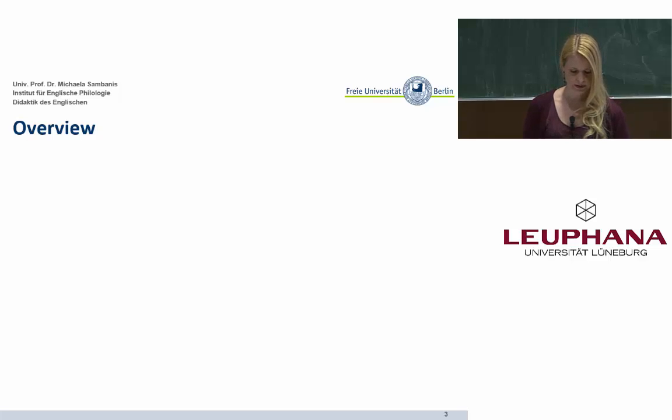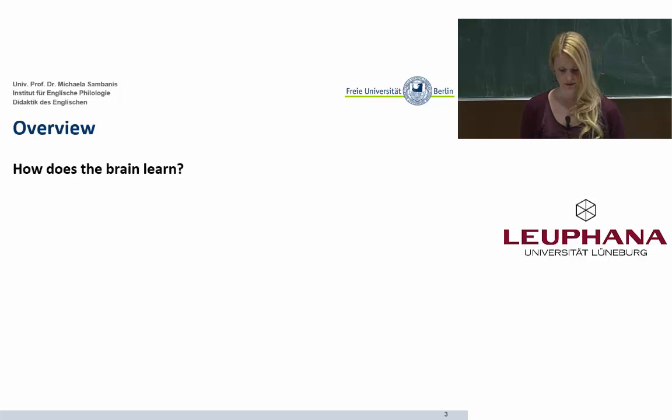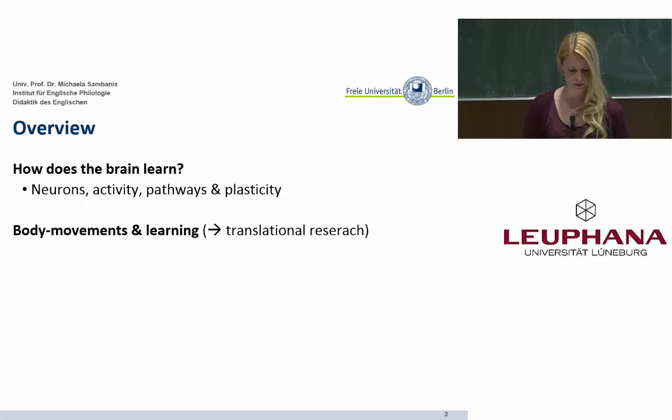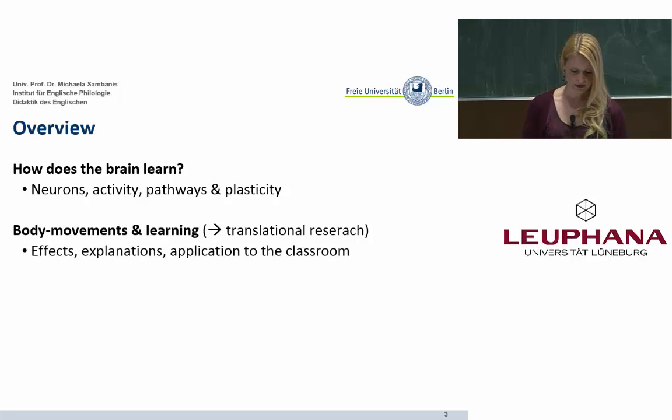At the beginning, we'll raise the following question: how does the brain learn? Take a look at neurons, activity pathways, plasticity. So this is like basics about learning. Then our second topic will be body movements and learning. In this connection, I'll briefly explain what translational research means, comment on effects, explanations, and of course we'll take a look at the application to the EFL classroom.